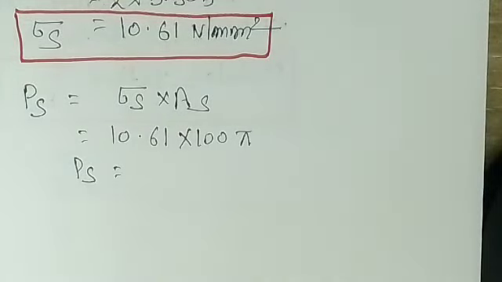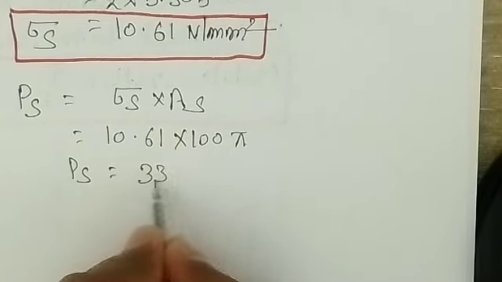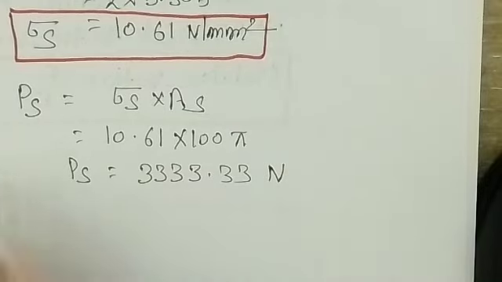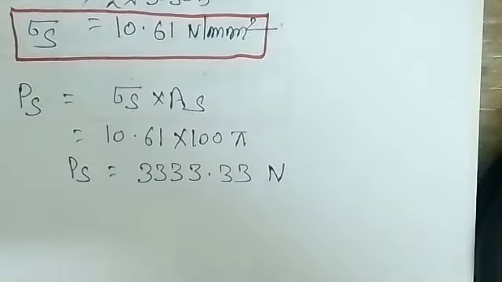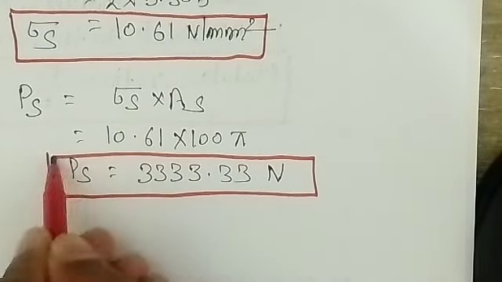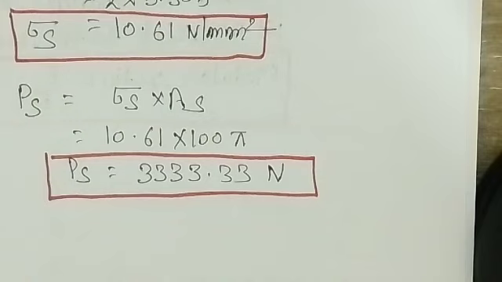Sorry, 10.61 into 100 pi. I took the wrong values. Just hold on. So your answer is yes. So now 4 times 3.33 means 3333.33 Newton, the load on the steel. This much load is shared by the steel, or you can say carried by the steel, right?